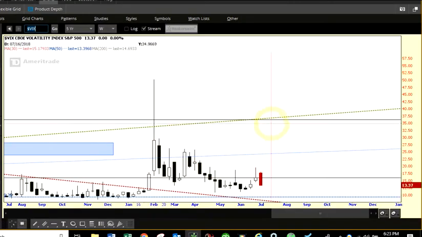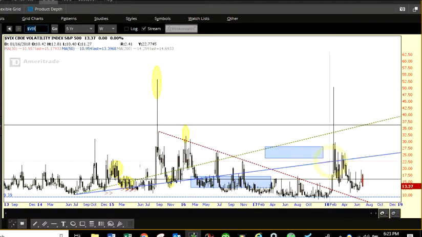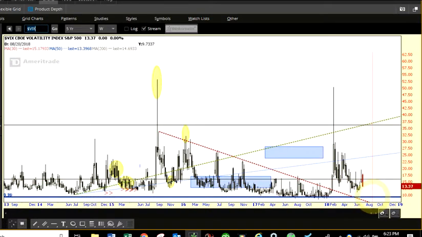It all depends on whether that 27.25 holds. If it holds, then we're likely to see volatility come back down into this area, somewhere below 12. But if it doesn't hold, then we could see volatility begin to spike on a pretty dramatic basis, taking out this old high up here around 50.